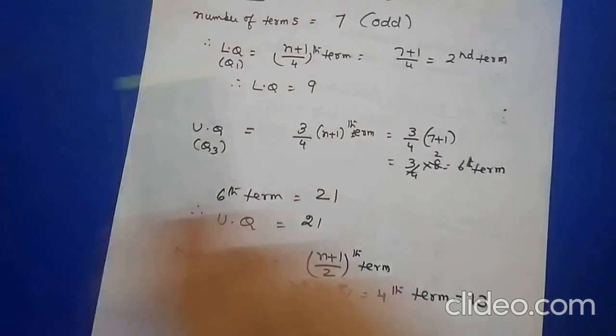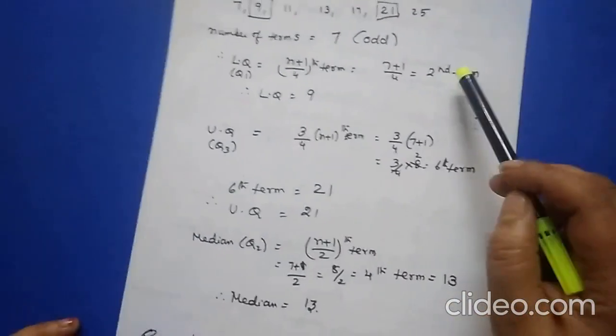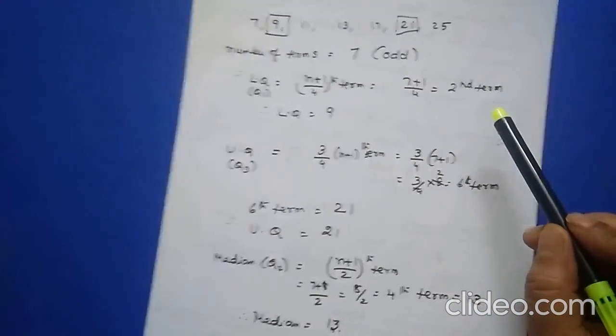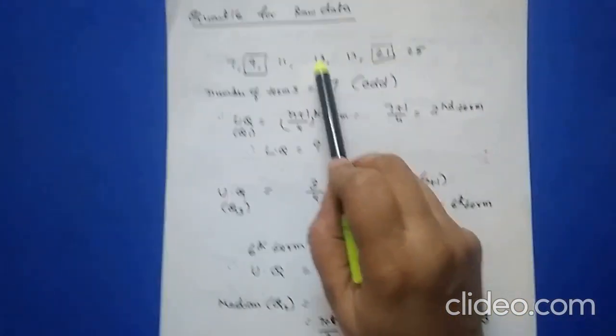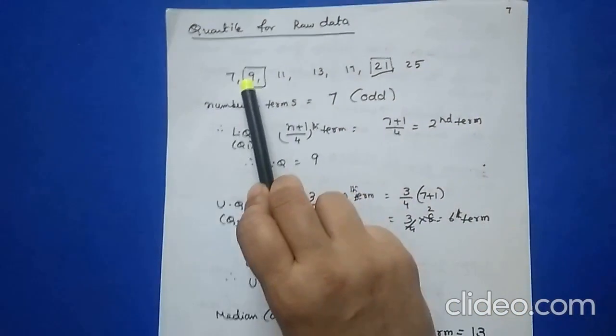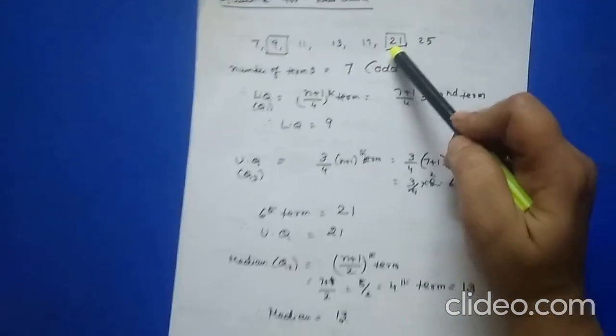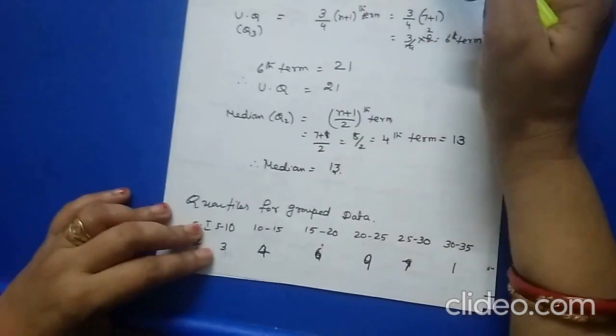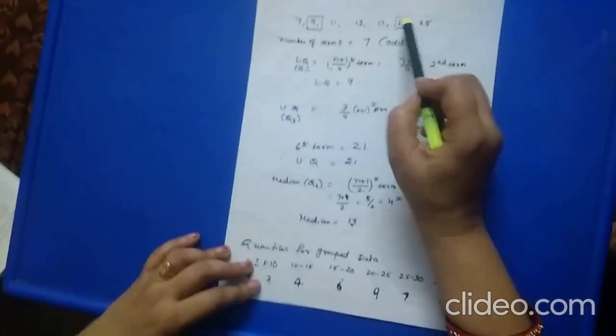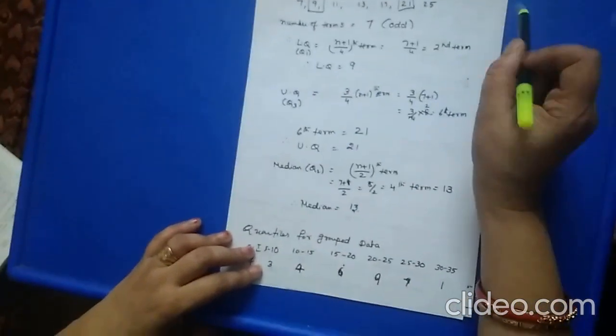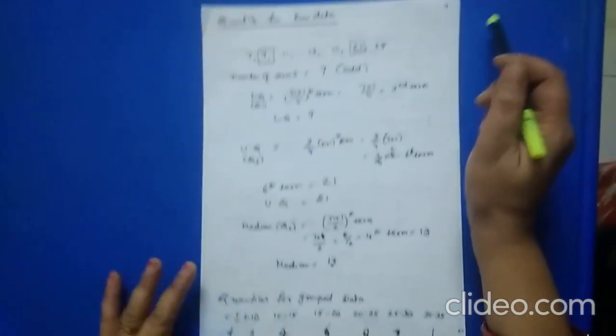Median, how to find out? Median is n plus 1 by 2. That is 7 plus 1 by 2, the 4th term. Here the median is 13. So 9 is the lower quartile, 13 is the median, 21 is the upper quartile. In this you can find the interquartile range, which is upper quartile minus lower quartile. 21 minus 9 is the interquartile range.